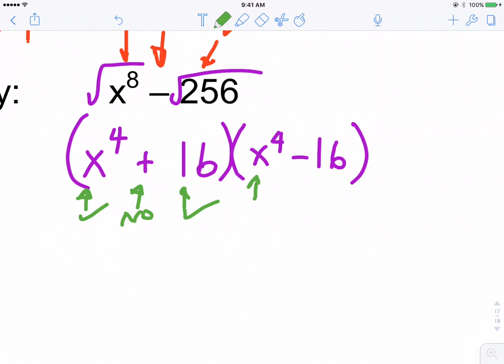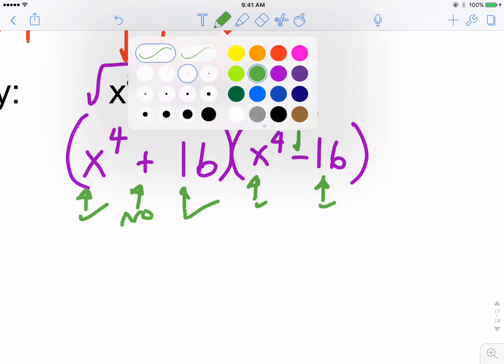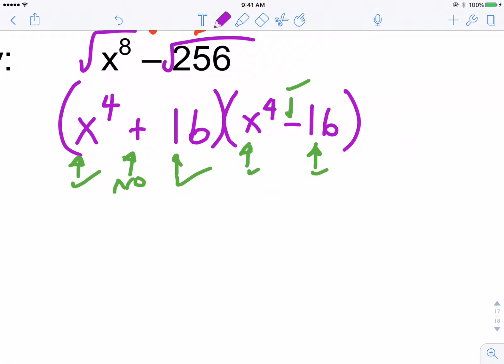Look at the second one. Is x to the 4th a perfect square? Yeah. Is 16 a perfect square? Yeah. Separated by a minus sign? Yeah. So I've met all three conditions here now. So I know that this second term is actually going to factor again.